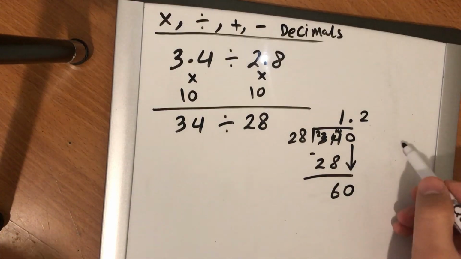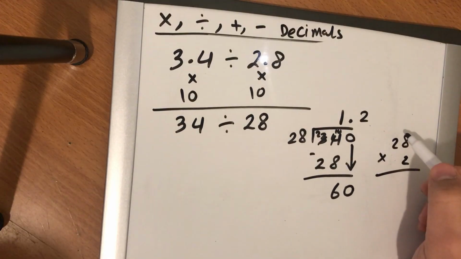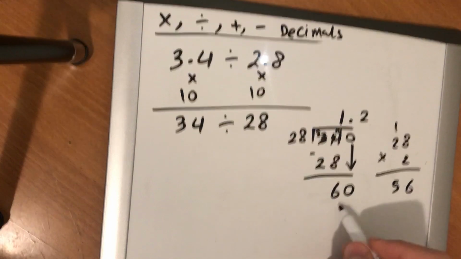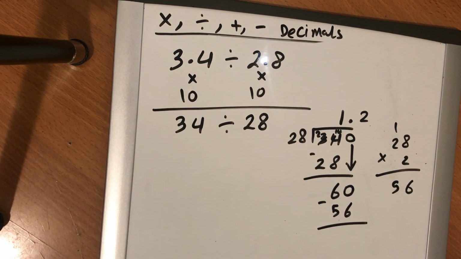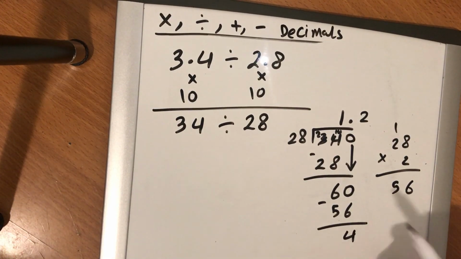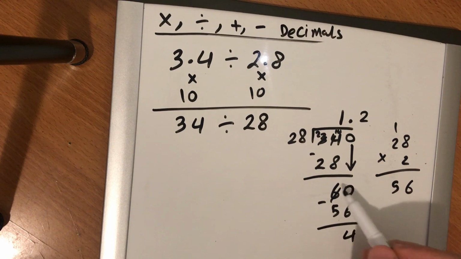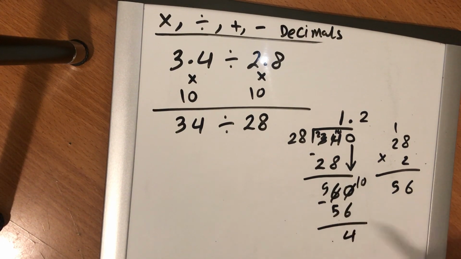2 times 28, if you don't know that, you can just multiply it on the side. 8 times 2 is 16. 2 times 2 is 4 plus 1, 5, so that's a 56. Subtract 60 minus 56, it can give you a 4. Or you can simply borrow 1 from here. This becomes a 5 and that becomes a 10. 10 minus 6 is 4. 5 minus 4 is 0.